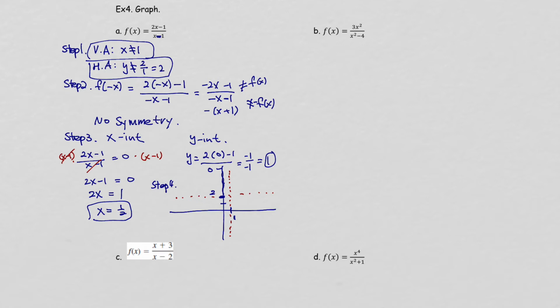And then what else do we have? We have x-intercept is 1/2, so it will be somewhere right here. Y-intercept is 1, so somewhere right there. The rational function is always a smooth curved line. So when I draw the smooth curved line passing these 2 points and not touching or crossing the asymptotes, I will have something similar to this.